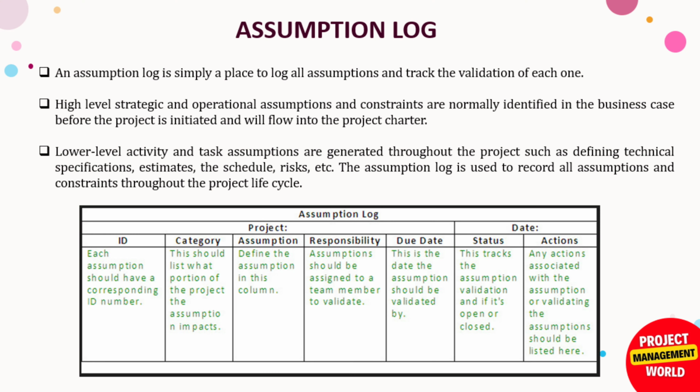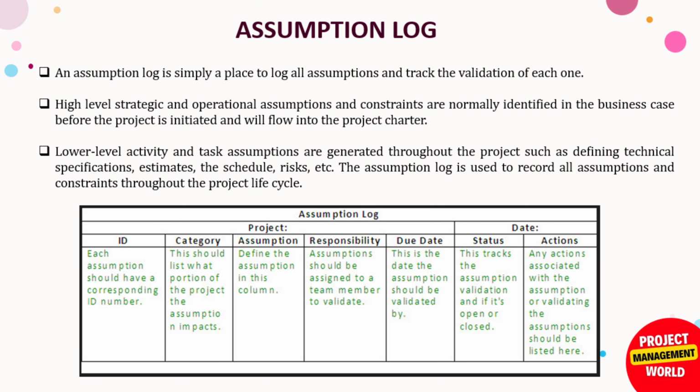In simple words, this assumption log is used to record and maintain all the assumptions that we made during the project. Next, high level strategic and operational assumptions or constraints are normally identified in the business case before the project is initiated and will flow into the project charter. So this document contains assumptions as well as constraints, and the high level ones are normally identified in the business case and we include those in the project charter as well. Third, lower level activity and task assumptions are generated throughout the project, such as defining technical specification, estimates, schedule, risk, etc. The assumption log is used to record all assumptions and constraints throughout the project lifecycle.